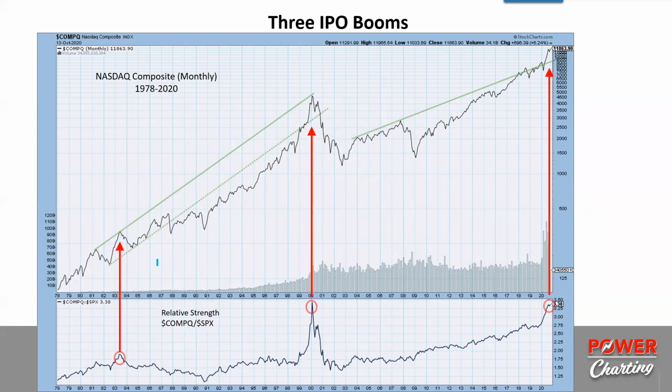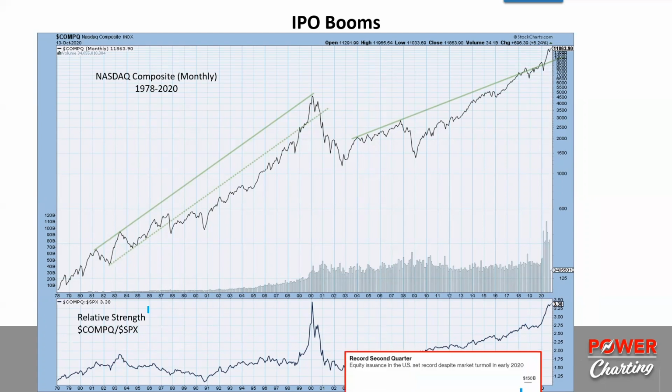So here are the 3 booms, and you can see here that using, again, reverse use of trend lines, that there's been an important run up in the NASDAQ composite above the trend line, the overarching reverse use of trend lines here. And potentially this could represent some kind of an IPO boom, and we'll look more at that in a minute. So here you can see the relative strength also is accelerating, as it did back in 2000, as it did back in 1983.